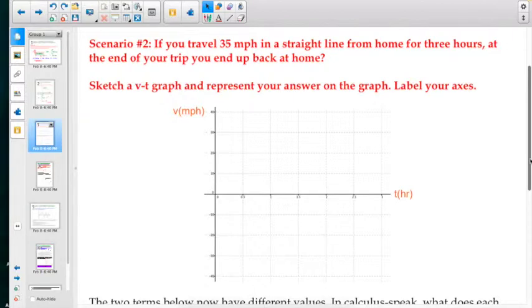Well, we're going to travel in a straight line. So we went out and back. Okay, yeah, but we had basically made a round trip, right? Okay, so at your table, come up with what the velocity function looks like. Okay?